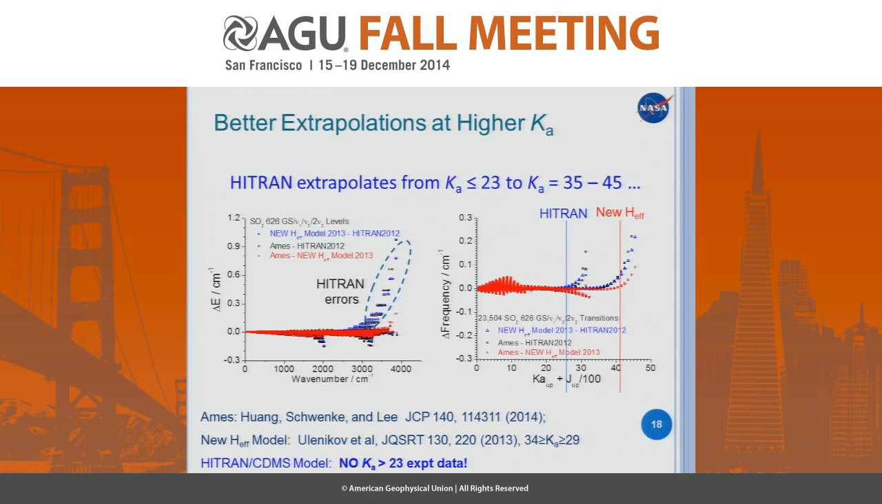Last year, the Ulenikov group published a new effective Hamiltonian model. They included higher Ka quantum number data. Now we have a much better agreement, as shown by the red dots.